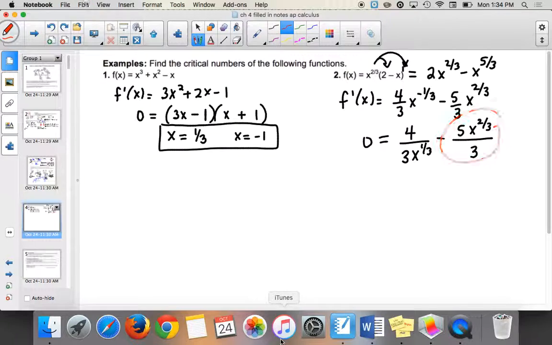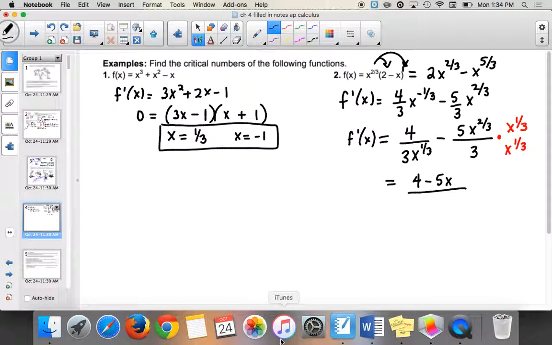So what I tell people to do in this situation is not to set it equal to 0, leave it as f prime, and get common denominators. So we're going to multiply by x to the 1/3 and x to the 1/3. So we get 4 minus 5, this would now be x to the 1, all over 3x to the 1/3. Because we need to find when f prime is equal to 0, but we also need to find when f prime is undefined. I shouldn't say equals undefined, but whatever.